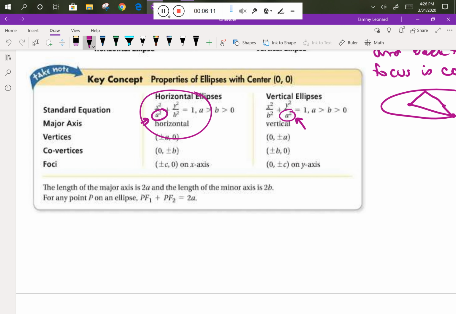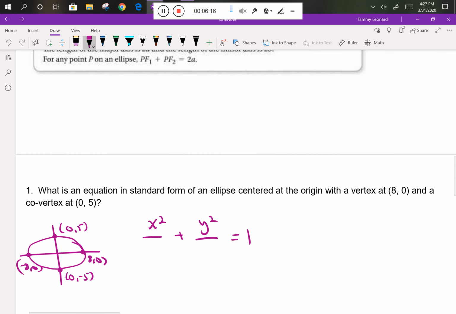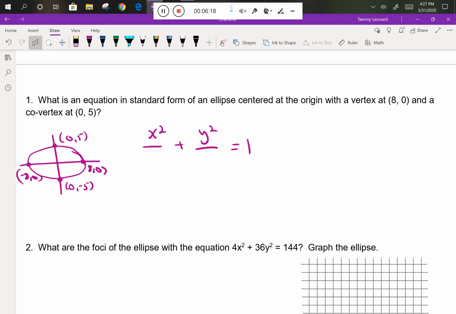For a vertical ellipse, it's almost set up exactly the same. The only difference is whether the a comes first or the a comes second. So since this is a horizontal ellipse, the longer distance needs to be under x, because that's the horizontal direction. So my a value is 8, so a squared is 64. So 64 is the denominator for x squared.